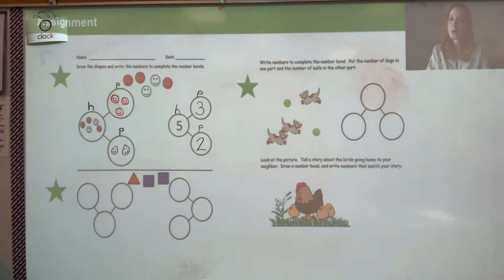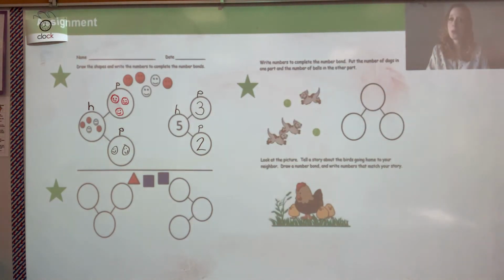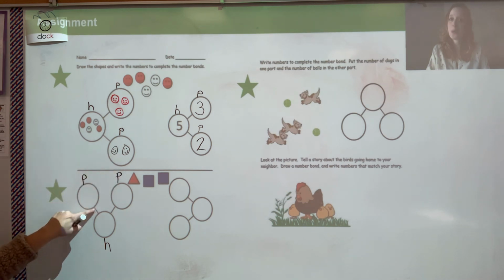What's the whole, where all of our numbers come together? The bottom one? You're exactly right. The whole is the bottom one, and my 2 parts are up at the top because they only have 1 line going to them.